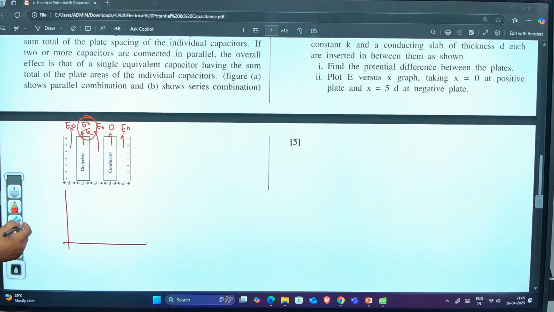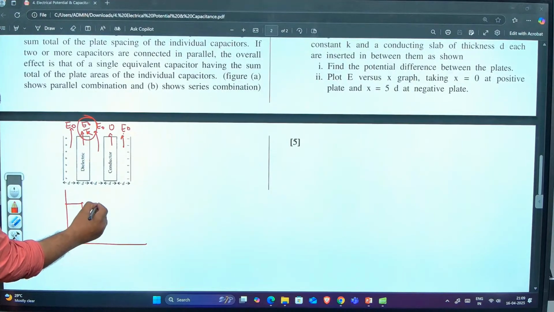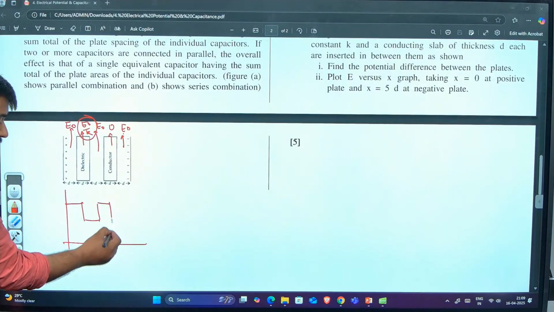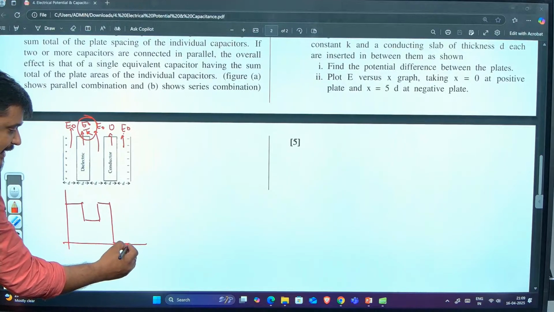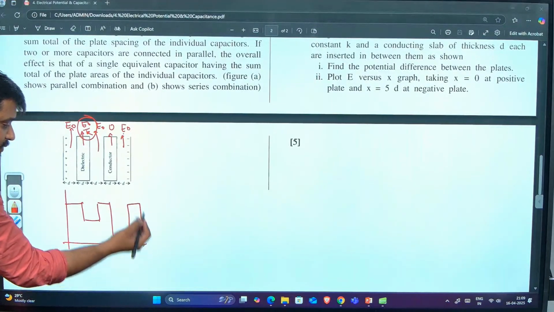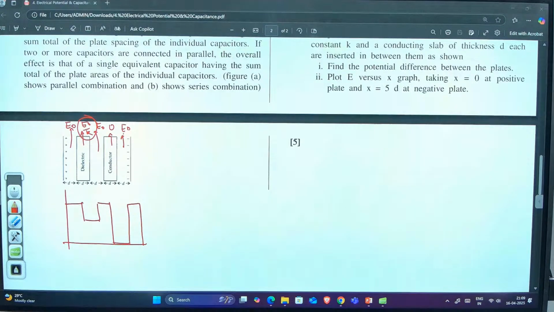Right? So E naught is the peak value. Then it reduces to E naught by k. Once again it is going to reach the peak value. Then it is going to be 0. Then it is going to be once again the peak value and it is going to be 0. Are you getting my point, the graph? I think you people have drawn a diagram like this.